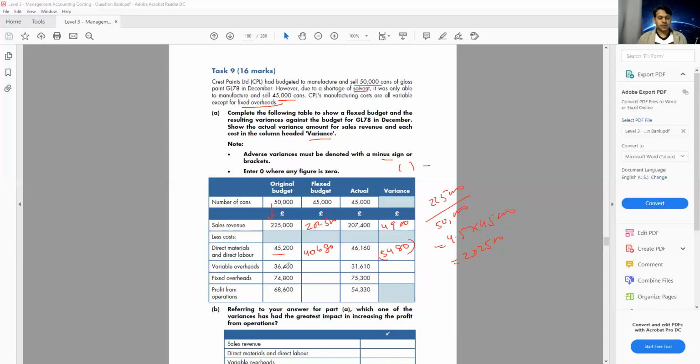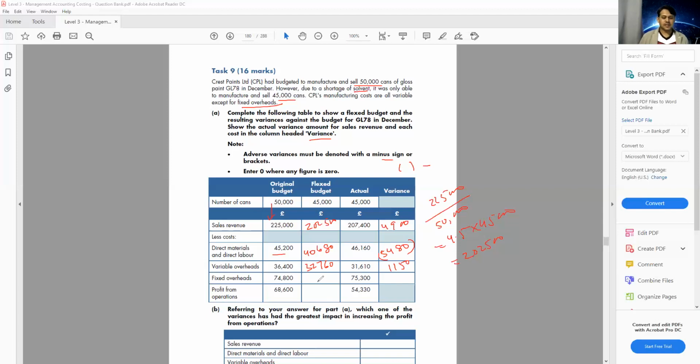Variable overhead, let's do this one. 36,400 divided by 50,000 times 45,000 is 32,760. I think this is favorable because actual is less than the budget, by 1,150. Good, because we have a lower cost.